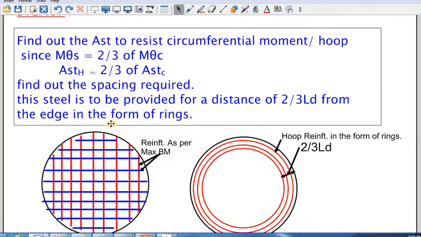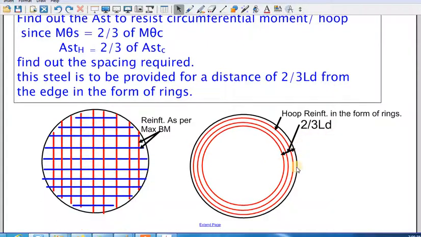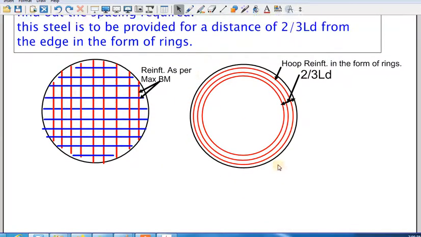Using this one, we need to find out the number of rings. These rings should be provided for a distance of 2 by 3 Ld. Ld is nothing but the development length, that you know already. You have already done it before: 0.87 fy phi divided by 4 tau bd. When we do a problem, it will be clear. Detailing is very important actually, because this is a must at the support.